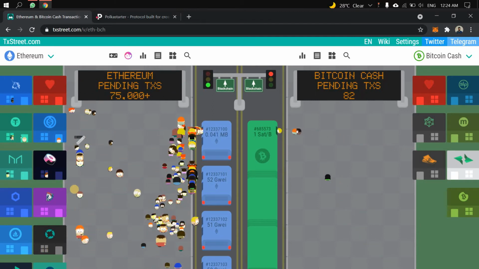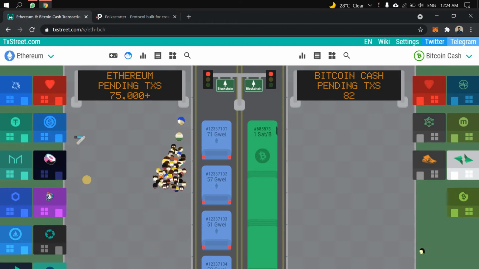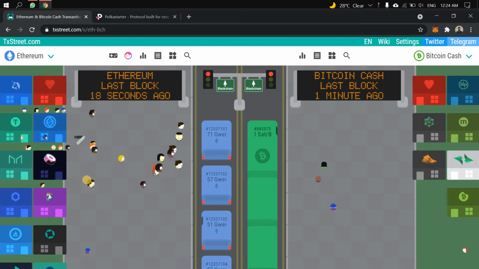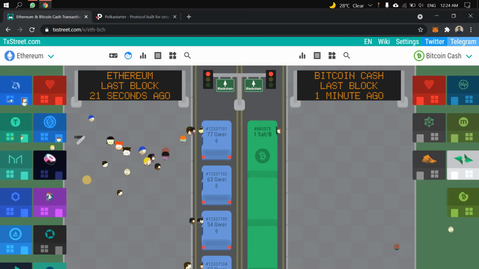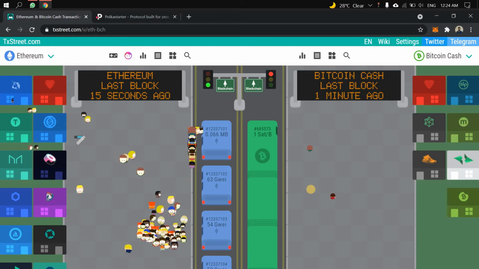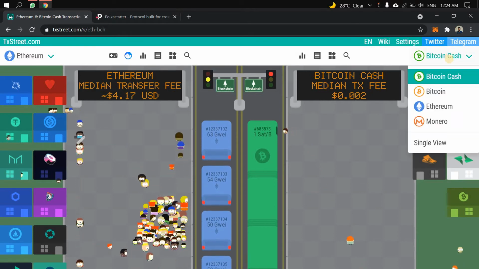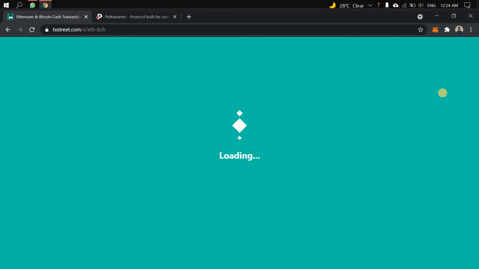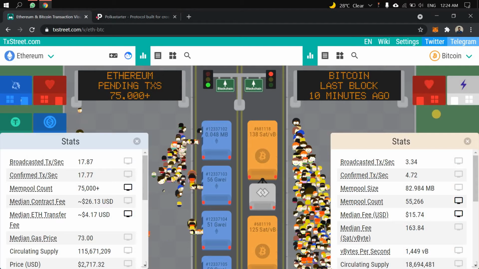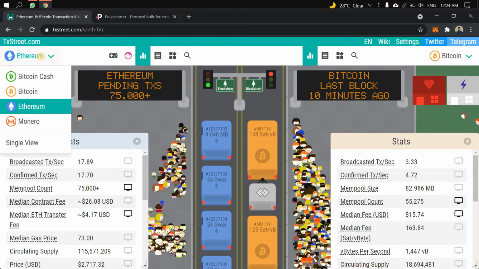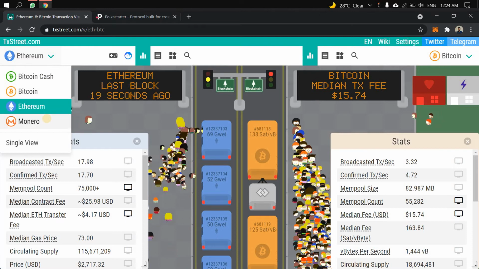Well, let me explain the interface that we are seeing in front of our screen. The left half of the screen is showing the Ethereum network and the right half is showing the details of the Bitcoin network, even Bitcoin Cash for that matter. I can simply modify it by selecting the networks that are available. As of now, we can see there are 4 types of networks available. I'll just show you what is available. Here we can see Bitcoin Cash, Bitcoin, Ethereum and Monero.